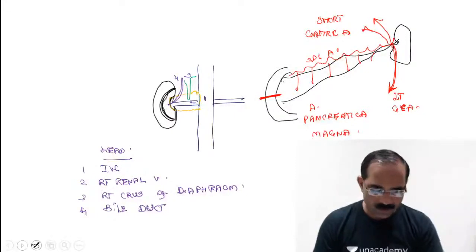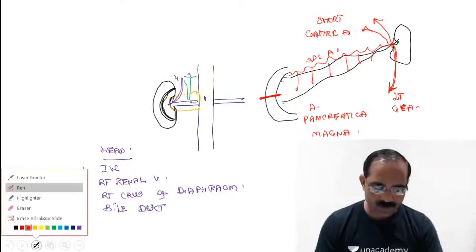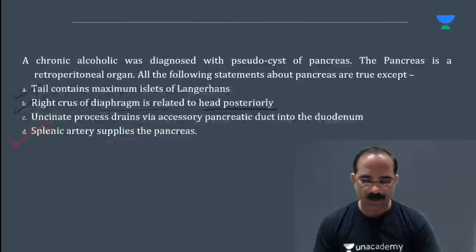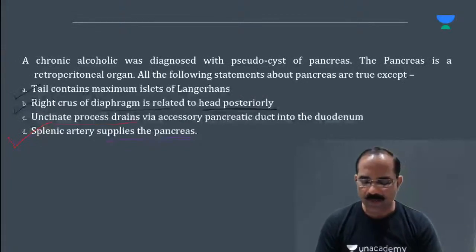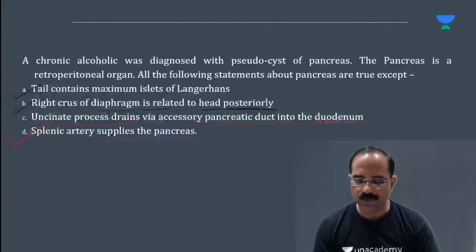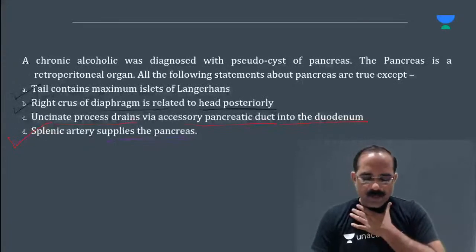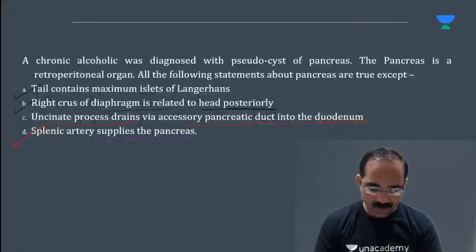Okay. But it is specifically said, no, splenic artery. इसमें क्या दिया देखो ना. The splenic artery supplies the pancreas. That's correct. The uncinate process drains via the accessory pancreatic duct into the duodenum. What do you say? Is this correct? The uncinate process drains via the accessory pancreatic duct into the duodenum.